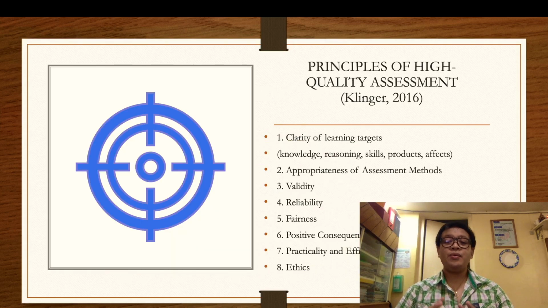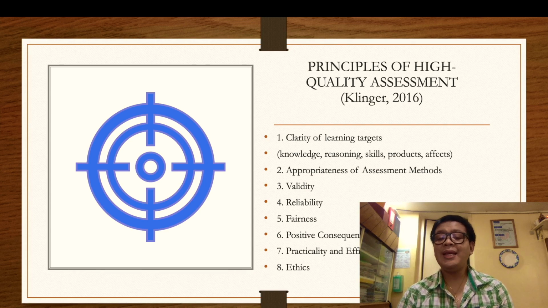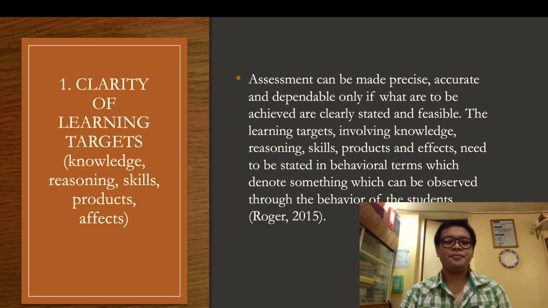So let's go into the different principles of high quality assessment. That's according to Klinger of 2016. There are eight principles of high quality assessment that are stated, and we're going to walk through each high quality assessment principle one by one. So just to enumerate, that's clarity of learning targets. Number two, appropriateness of assessment method. Number three, validity, reliability, fairness, positive consequences, practicality and efficiency, and the last one is ethics.